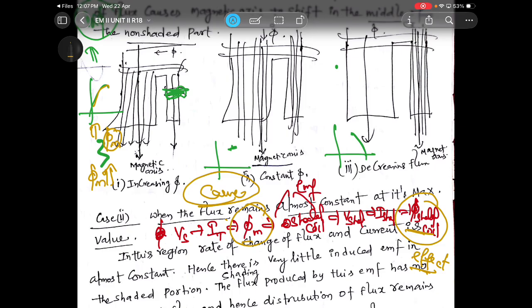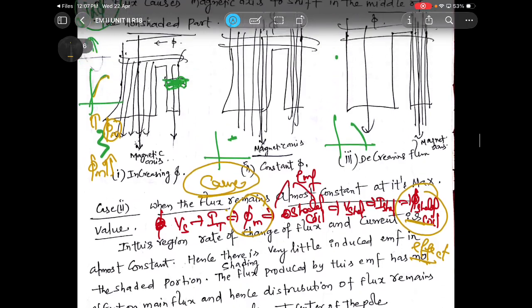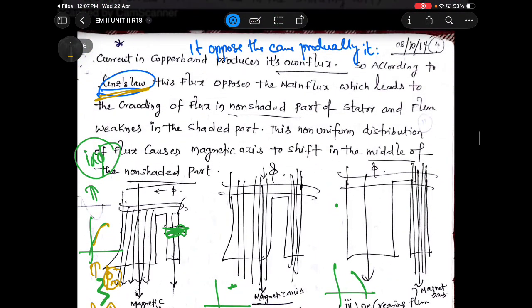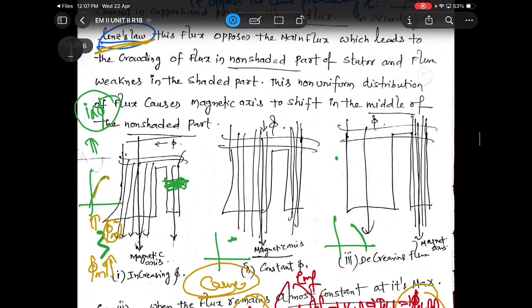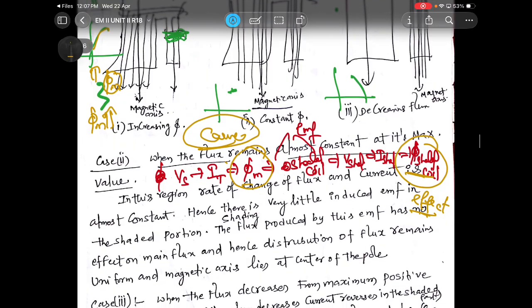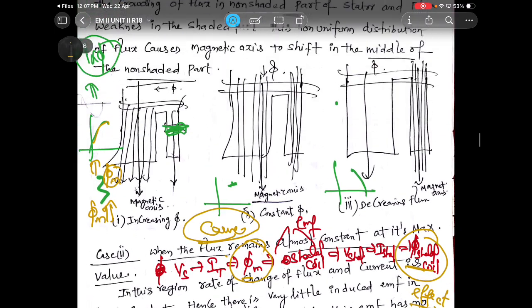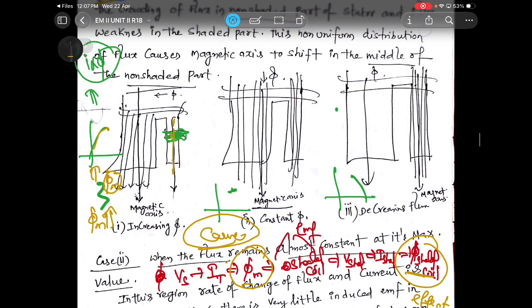Why should it do the opposite? Just to satisfy which concept? Lenz's law. Because it's cause and effect, the effect should always oppose the cause. That's why it is generating less flux in this portion. You can see only one or two lines. Why only one or two lines? Because it's generating less flux in the shaded coil.